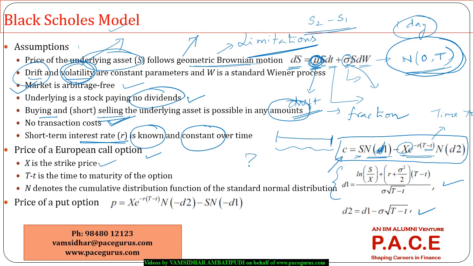So based on this, it's a straightforward formula assuming all these things are met. Of course, we don't need to get into the derivation of this formula, but under the assumption that all these assumptions are met, the Black-Scholes formula typically comes out in this way for pricing the call option, and for the put option it works out to be this.